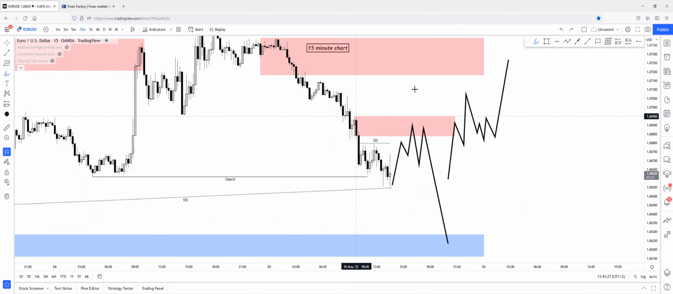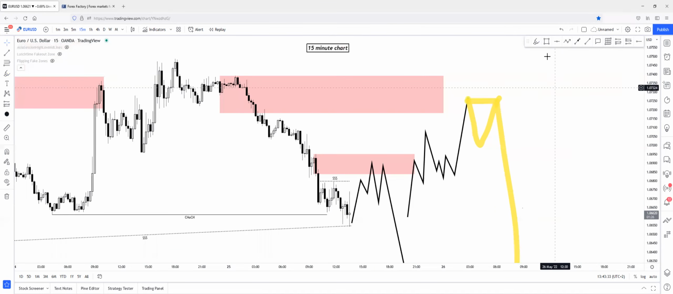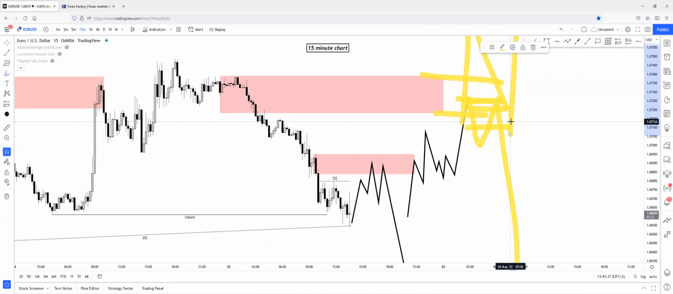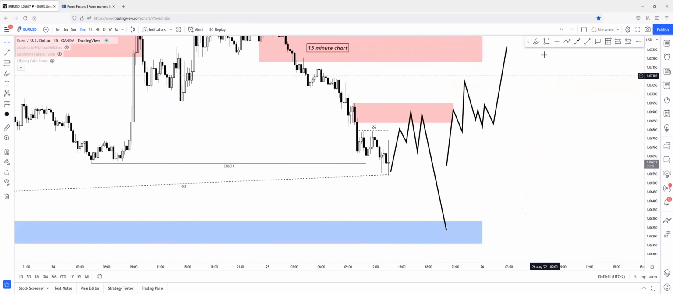If the extreme supply zone tap happens, then we can wait for a 15-minute change of character, continuation to the downside to the next recent demand zone. If the 4-hour extreme breaks, then we can wait for a confirmation, continuation to the upside. So basically, all you have to do is build a narrative for every single zone that you see.